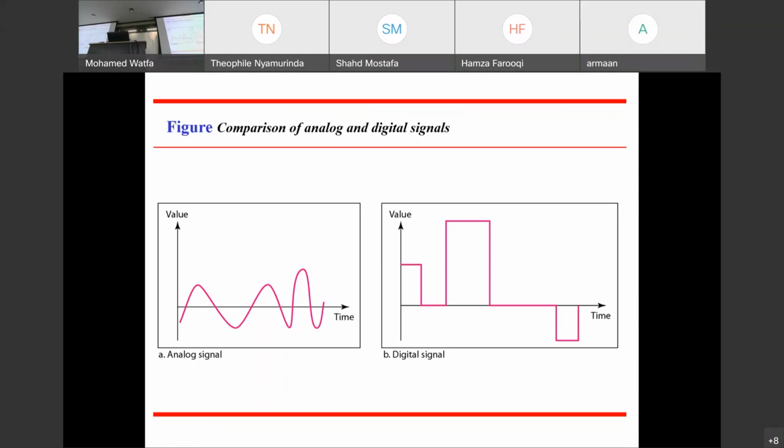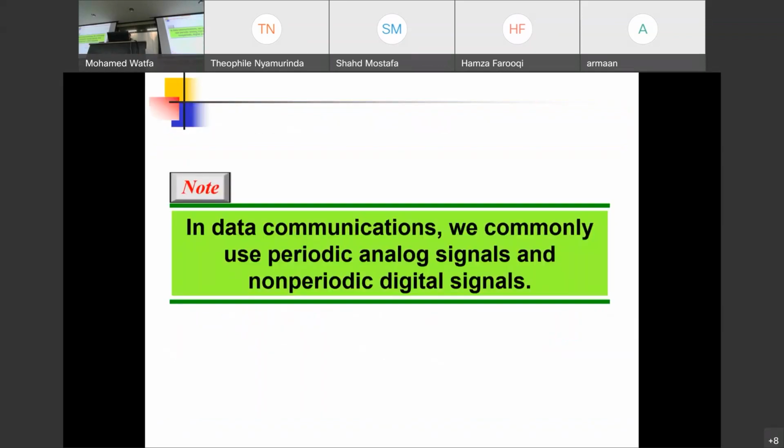In the digital one, some of them don't. All these values have the same y, and all these values have the same y, which is 0. And all these values have the same y, which is minus 1. I say y. Again, whatever that value is, typically voltage. Or we could be talking about power. Okay, so we commonly use periodic analog signals and non-periodic digital signals.